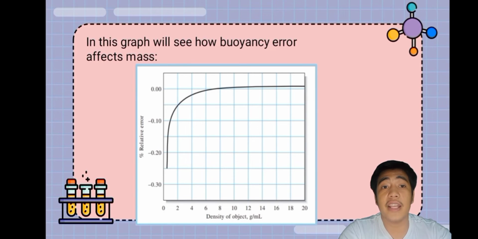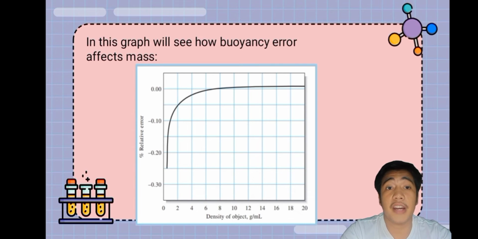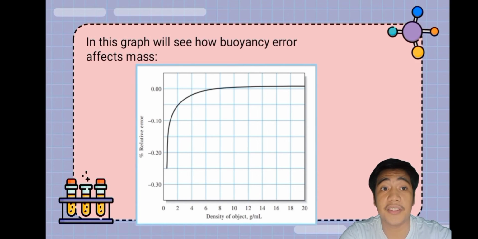Now, in this graph, let's see how buoyancy error affects the mass. We can see in the graph that an object with zero relative error should have a density of 8 grams per milliliter. But when the error becomes 0.10, the density lowers to 1 gram per milliliter. And we can see that when the error rises more than 0.00, the density of the object also becomes higher.